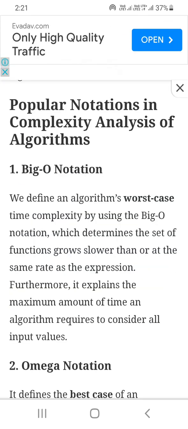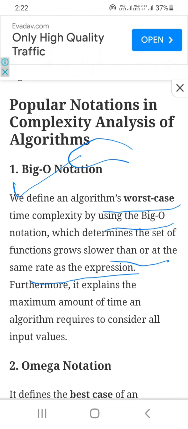If we talk about the popular complexity analysis of algorithms, the first one is big O notation. In big O notation, we define an algorithm's worst case time complexity, which determines the set of functions that grow slower than or at the same rate as the expression. Furthermore, it explains the maximum amount of time an algorithm requires to consider all the input values.